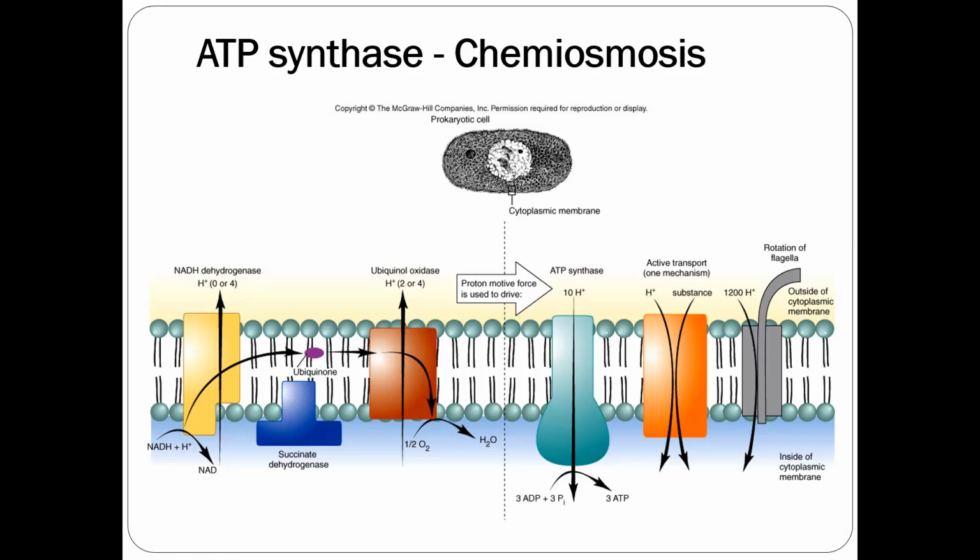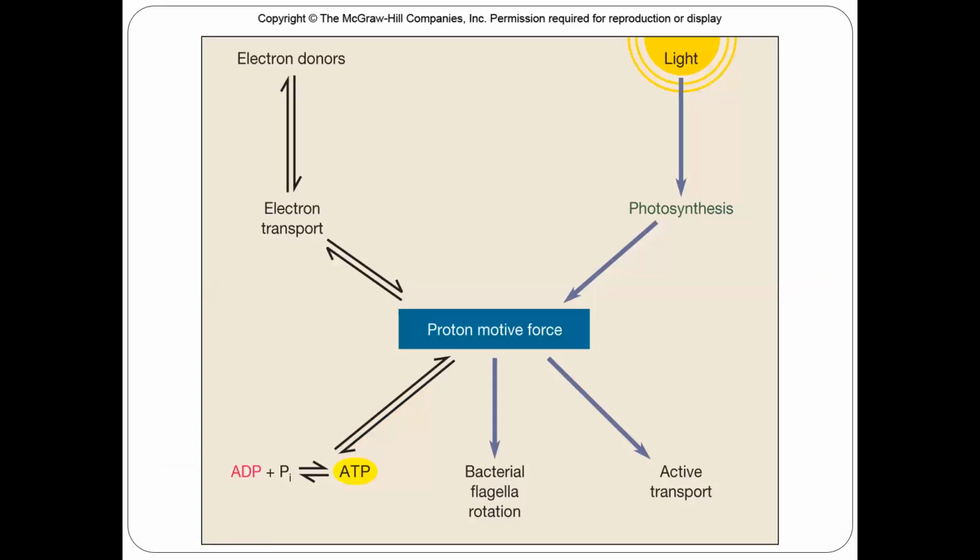At this moment, because there are too many proton compounds outside, they come back and couple with the rotation of the flagella. That is called chemiosmosis. So this is what happens from proton motive force. What we are talking about right now is this way: electron donor, electron transporter, activate proton motive force, generate ATP, active transport, and bacterial flagella rotation.